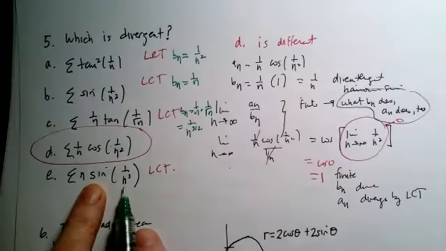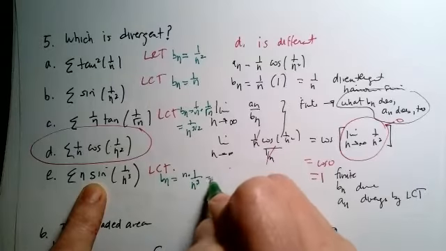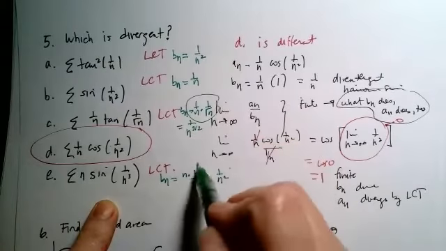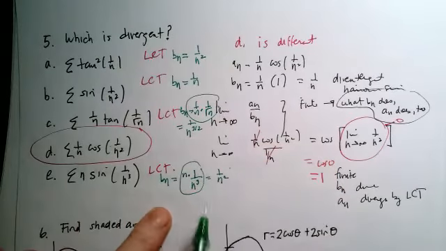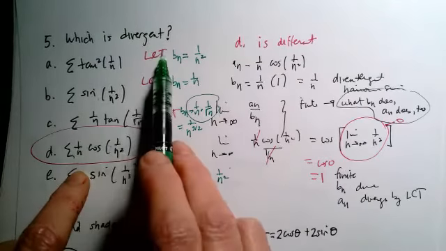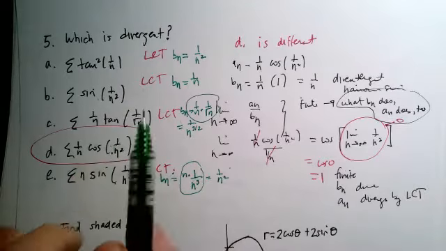What about this one? 1 over n times 1 over n cubed, which is 1 over n squared. But it's a good idea to leave it like this when you take the limit because it's easier. Because I know that sine and tangent are LCT series. Cosine usually isn't.